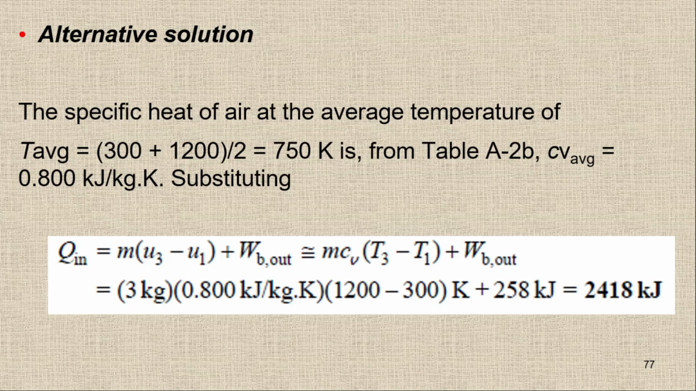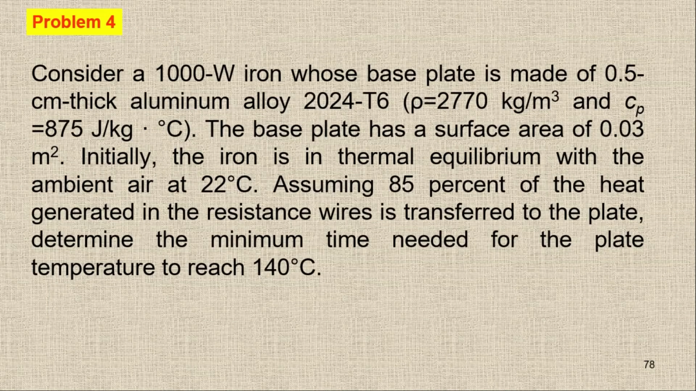Moving to the next question, we have another question here. If you can see, we have a 1000-watt iron whose base plate is made of 0.5 centimeter thick aluminum alloy. The name of the alloy is 2024 T6. Normally different alloys are characterized by a number, so this is one type of aluminum alloy. For this aluminum alloy, the density is given, which is 2770 kilogram per meter cube, and the Cp value is given, which is 875 joule per kg degree Celsius.